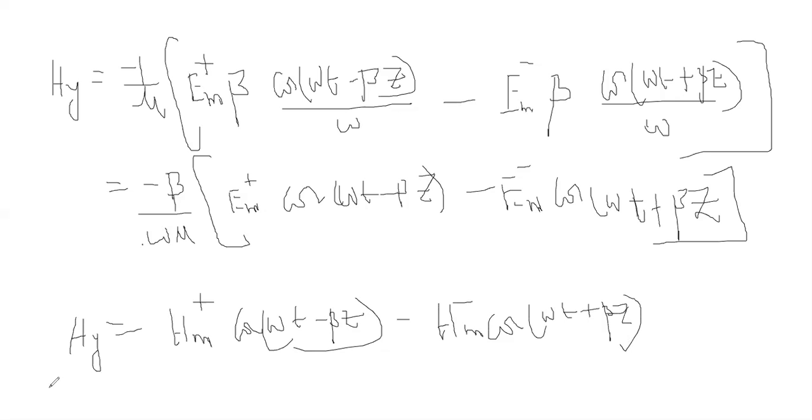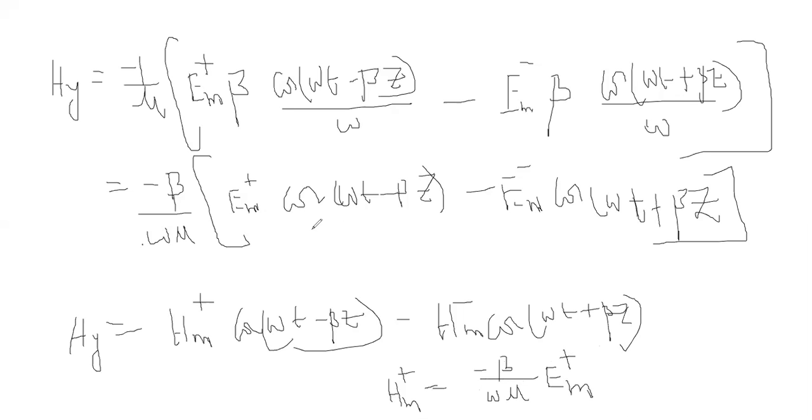Now equate these two functions. What is Hm plus now? Hm plus is equal to minus beta by omega mu Em plus, and Hm minus is minus into minus, a plus here, Em minus beta by omega mu. Okay, Hm plus is equal to minus beta by omega mu into Em plus.